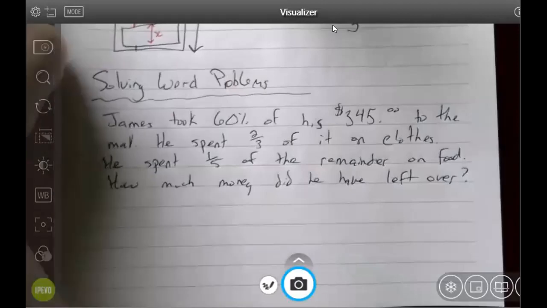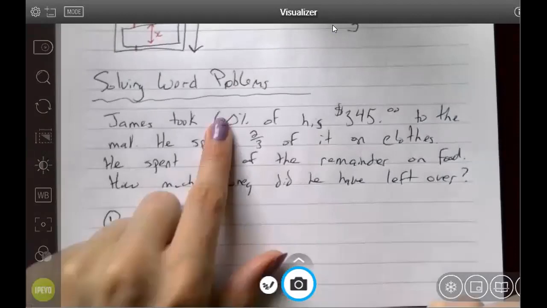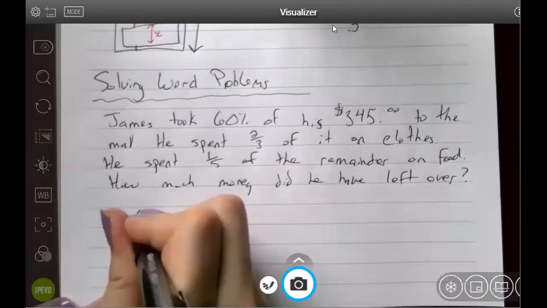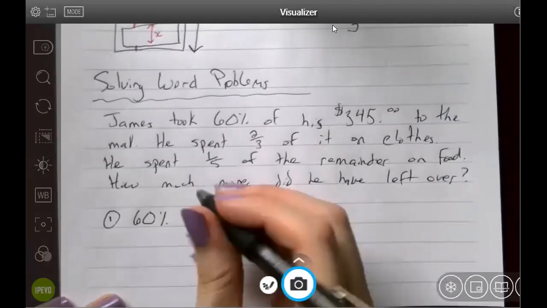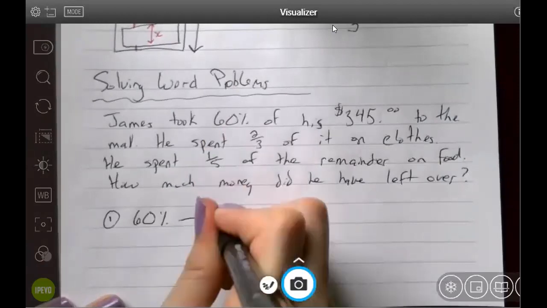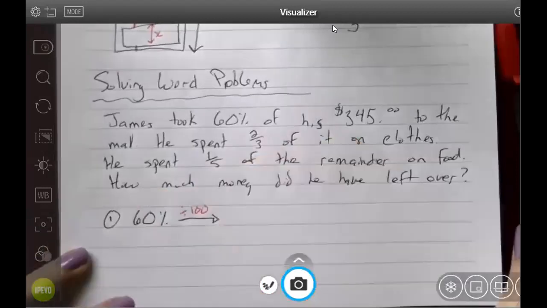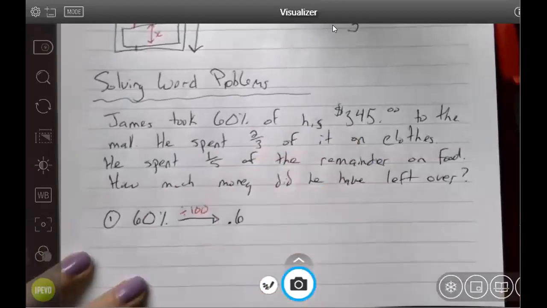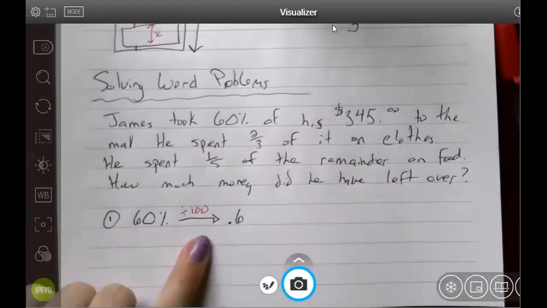So the first thing we're going to do, our very first step, is going to be converting any percentages that we see into decimals. So 60%, in order to figure out what that would be as a decimal, all you do is divide by 100. So that is actually 0.6. And we do that because when we're doing calculations, you actually cannot use percentages. You have to convert them into decimals first.